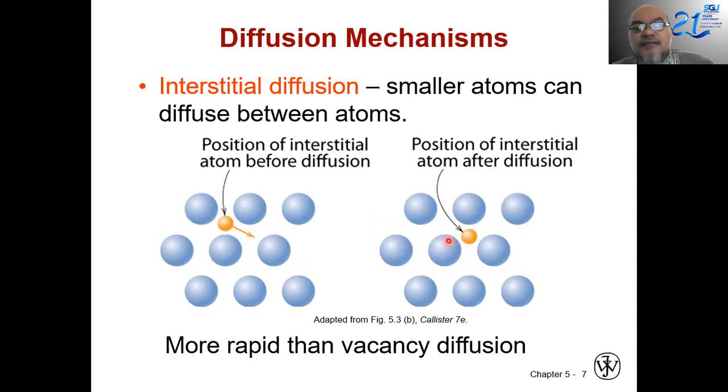We see here that since it does not depend on the hopping of the larger atom, on the existence of vacancy, this type of diffusion, interstitial diffusion, can occur more rapidly compared to vacancy diffusion.